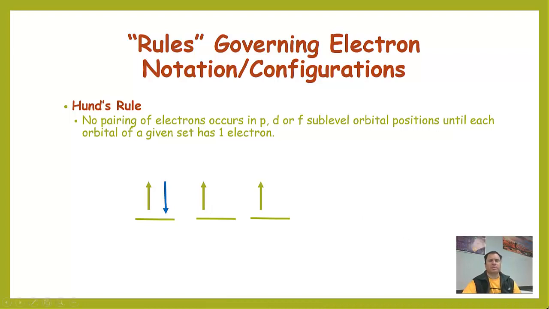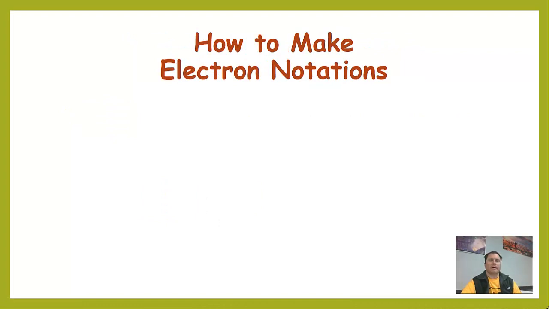So 3 basic rules, yes, you will need to know those and keep them straight. Okay, so let's talk about how we make these electron notations. Here it says use circles to represent positions. We're actually going to use lines. That's what you see more commonly.